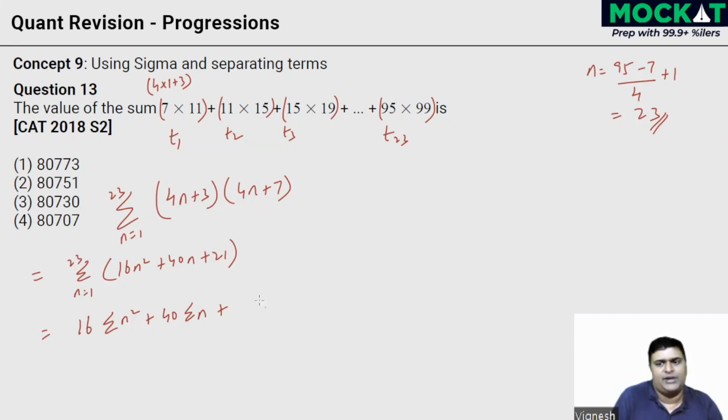23 times I have to add 21, right? 21 for n equals 1, 21 for n equals 2. Once again, I'm getting a plus 21. N equals 3, once again, a plus 21. So sigma n equals 1 to 23 of a constant is that constant into the number of terms, 23.